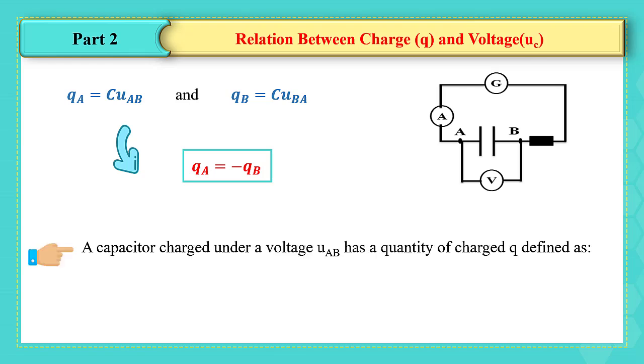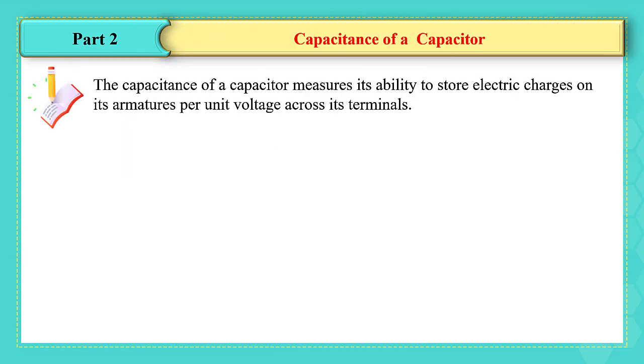A capacitor charged under a voltage UAB has a quantity of charge Q defined as Q, which is equal to QA, is equal to C UAB. What is the definition or the meaning of a capacitance? The capacitance of a capacitor measures its ability to store electric charges on its armatures per unit voltage across its terminals.